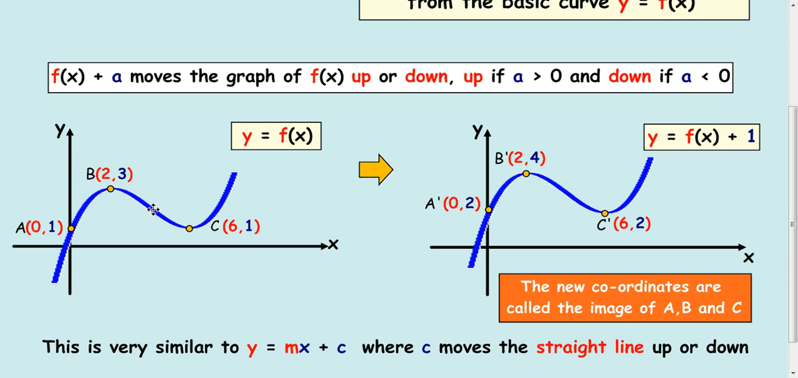So that would be f of x plus 1. If you were moving it down, if it was the takeaway one, it would be down here, and then subtract 2 would be down here, and so on. So it just shifts the graph up and down the way.